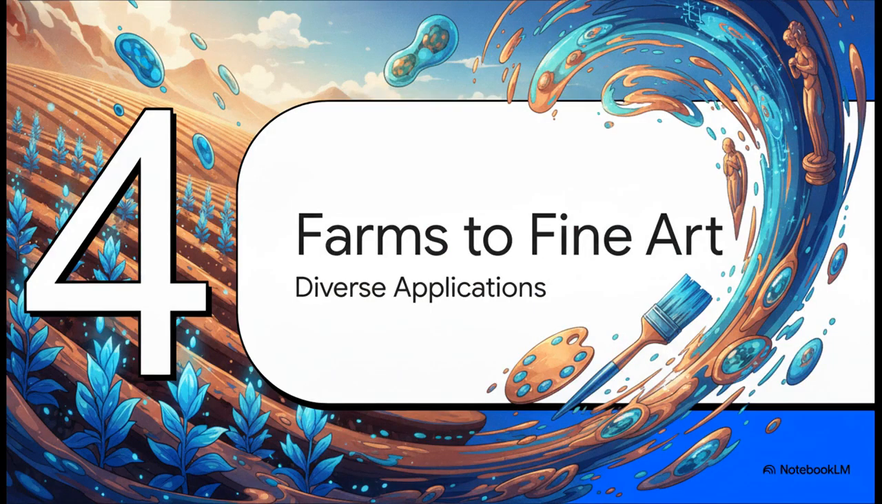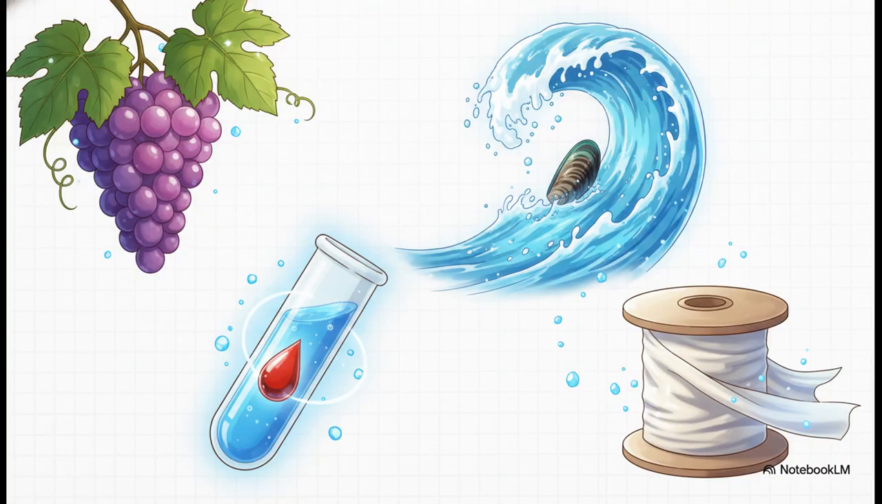All right, for section 4, from farms to fine art, let's zoom out to the macro level and look at its surprisingly diverse applications out in the real world. The sheer utility of this compound is staggering. In agriculture, it's mixed with calcium hydroxide to create Bordeaux mixture, protecting grapes and berries from fungus. In water management, it's one of the most effective treatments for controlling algae in lakes and clearing out invasive zebra mussels from water pipes.